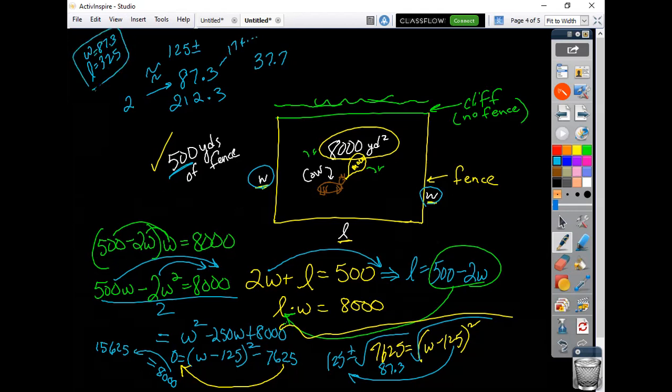And then I'm curious what happens with this one, because I'm wondering if that's the 212. If I take 2 of the 212s for width, that uses up 424.6 of the yards, and then subtract that away from the 500. That gives me like this 75.3-ish sort of number.